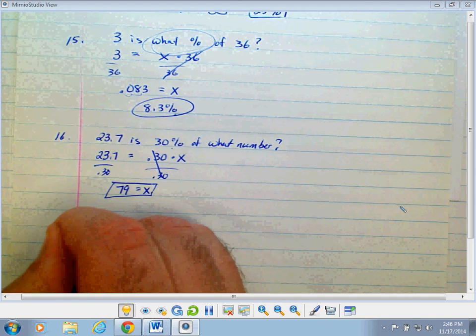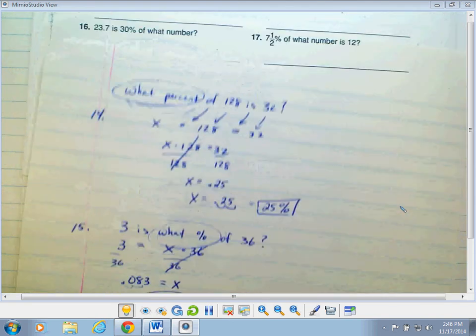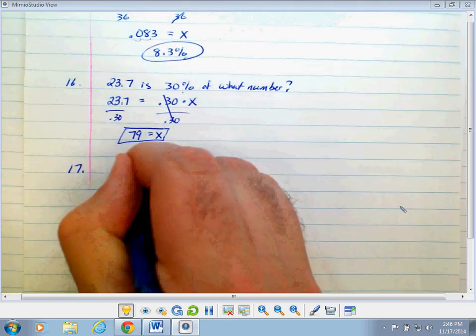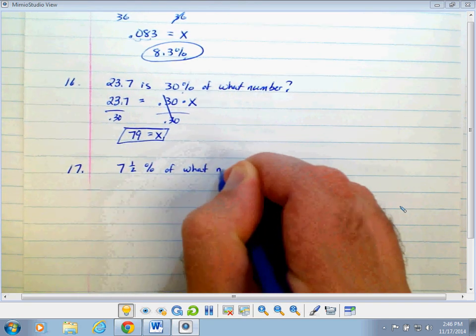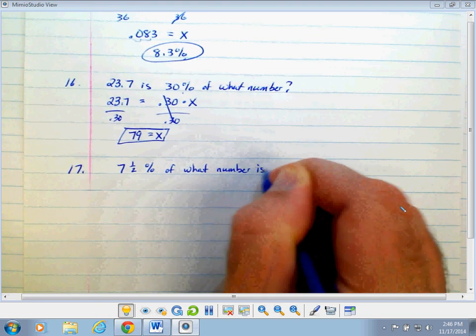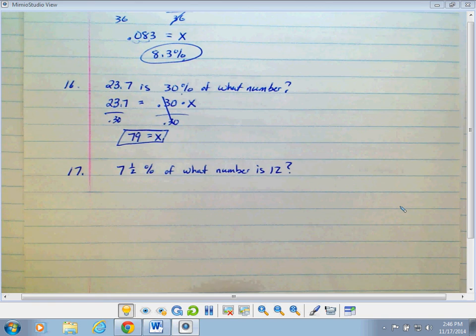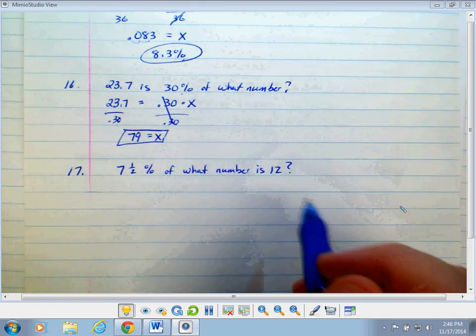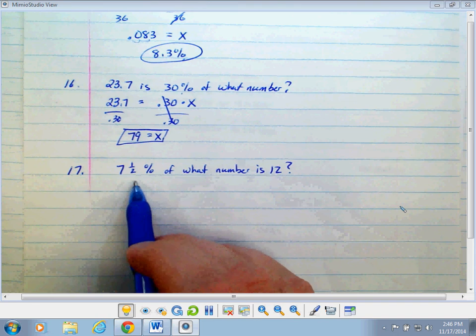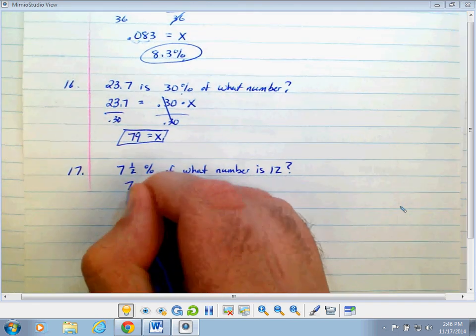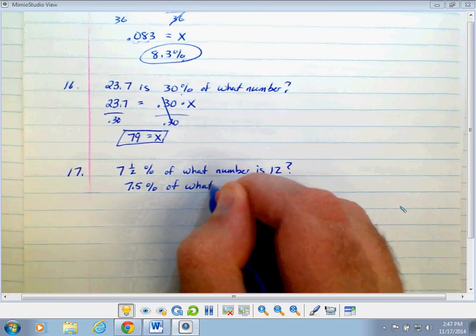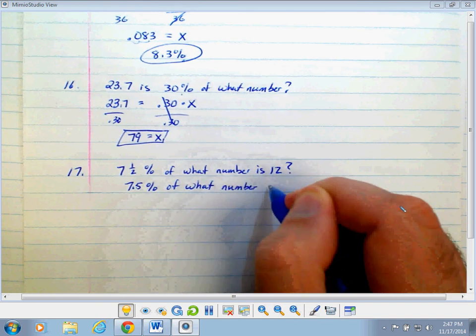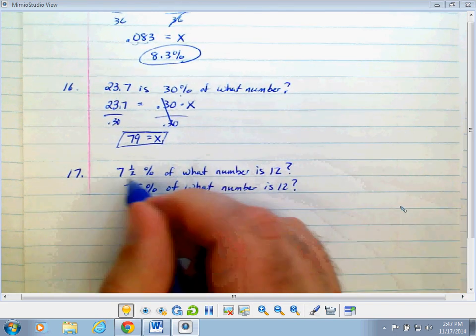Let's also look at number 17. Number 17 says 7.5% of what number is 12? So it's actually written like a fraction. 7.5% of what number is 12. Okay, so I guess they're trying to make it as complex as possible by putting a fraction in here. But I think you guys know that 7.5% is the same thing as 7.5%. So really I'm not changing much here. I'm just showing you that this is the same exact problem. So we don't need that anymore.